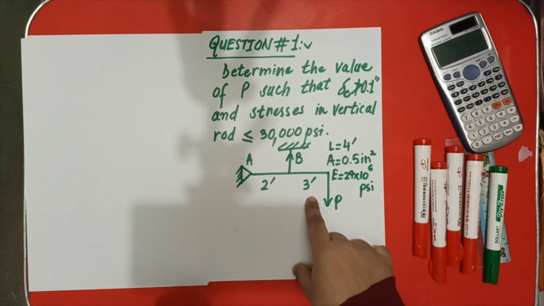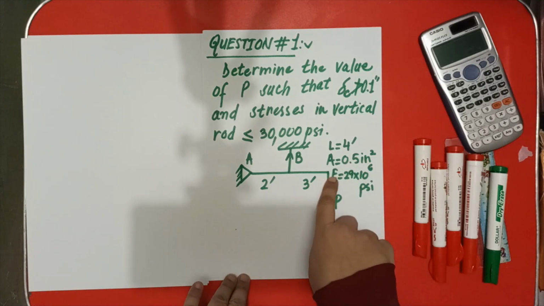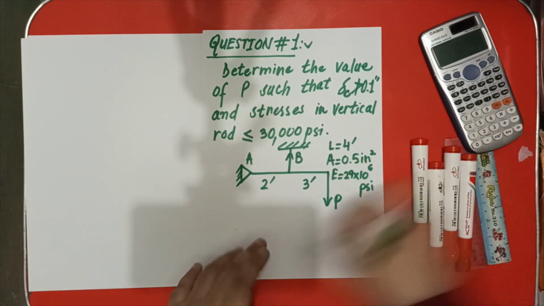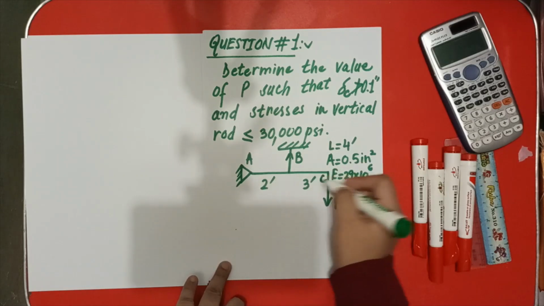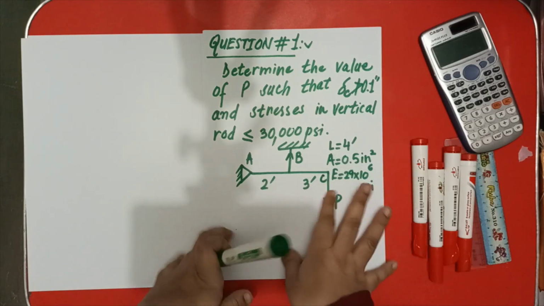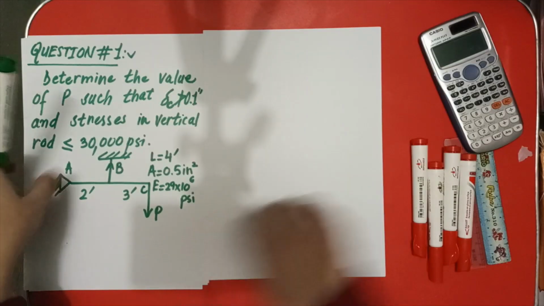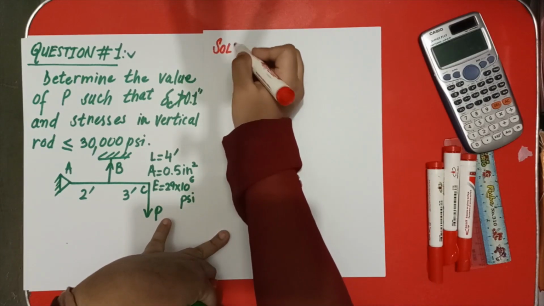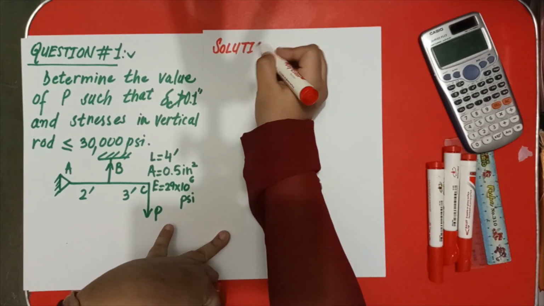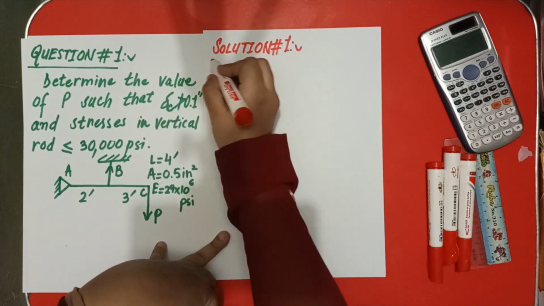This is 2 feet, this is 3 feet. This is A, B, C, P. You can write down C here, so let me write it down. This one is C. A point, B point, C point. So what we have to do, let's start with the solution. So here is solution number 1.